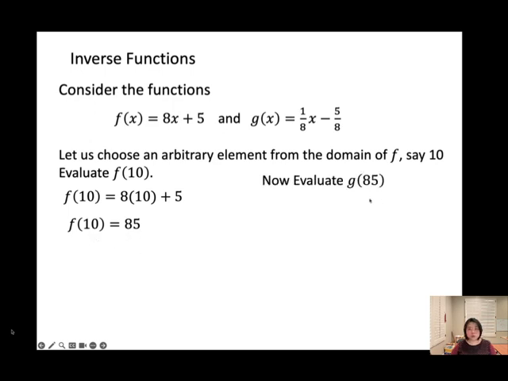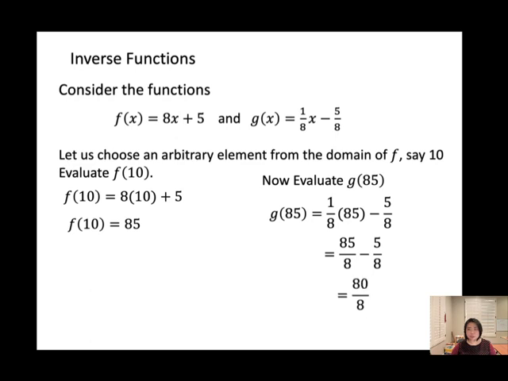Now we're going to take 85 and plug it into g of x. So g of 85, simplify it. And then we have the same denominator, so it's going to be 80 over 8, which goes back to 10. So this coordinate will be parenthesis 85, comma 10.